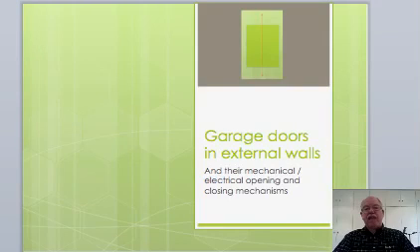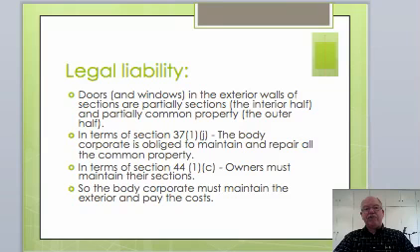Now let's focus on garage doors. Let's start off by looking at legal liability. Doors and windows, for that matter, in the exterior walls of sections are always partially section, that's the interior half, and partially common property, the outer half. At least that's the default. There can be different things, but your sectional plan will clearly say if it's not this way. In terms of section 37.1j of the Act, the body corporate is obliged to maintain and repair all the common property. And in terms of section 44.1c, owners are obliged to maintain their sections. So the body corporate must maintain the exterior and pay the costs, and very often the wear to a door will be on the exterior.